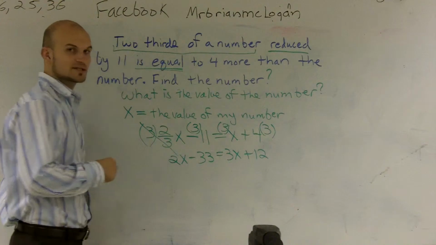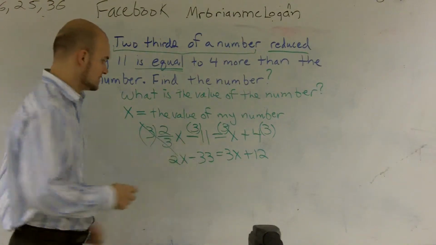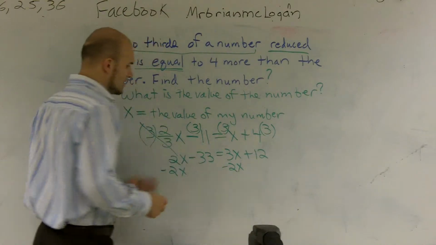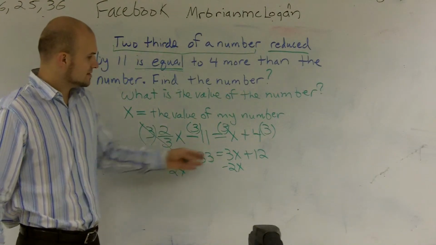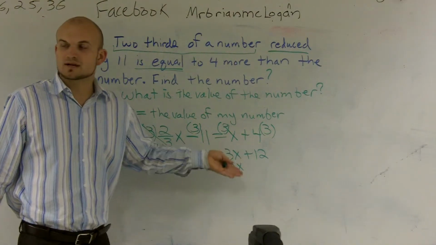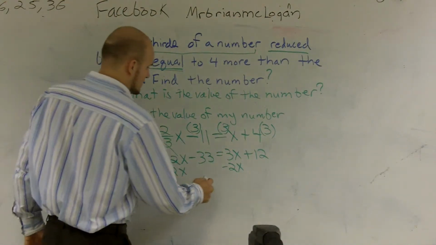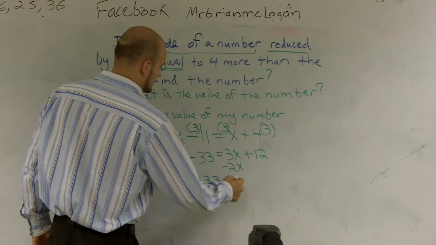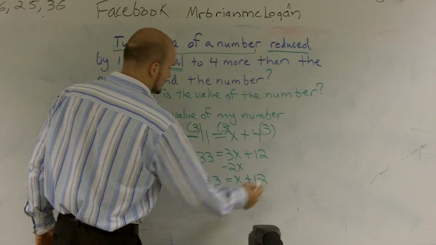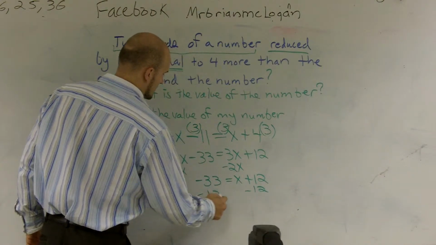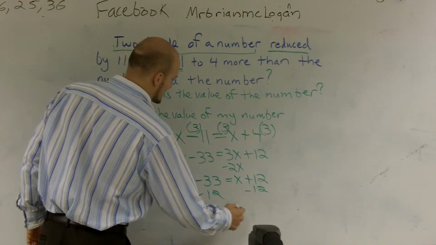Now it's much easier for me to solve my problem. To get my variable on the same side, I'm going to subtract the 2x, because I want to get rid of the variable on the left side, since the one on the right side is greater and positive. I always like keeping a positive variable. So I have negative 33 equals x plus 12. Now I get rid of my 12 by subtracting 12. And therefore x equals negative 45.